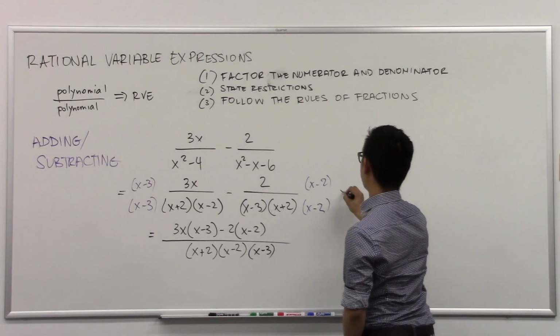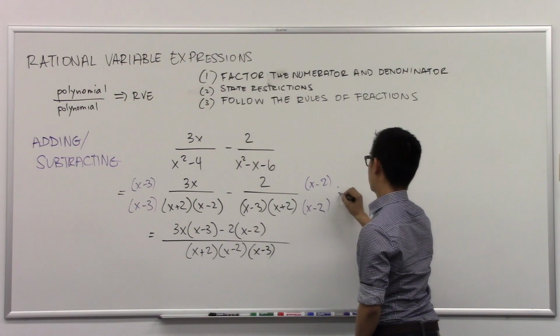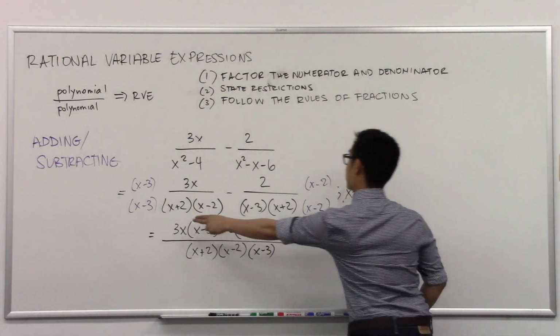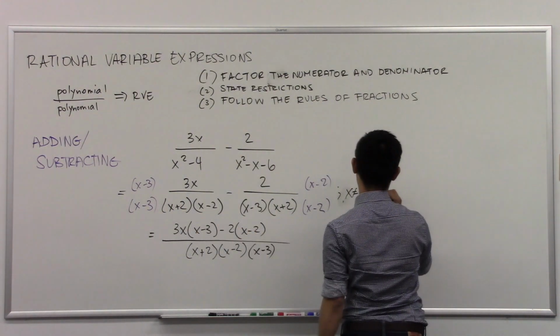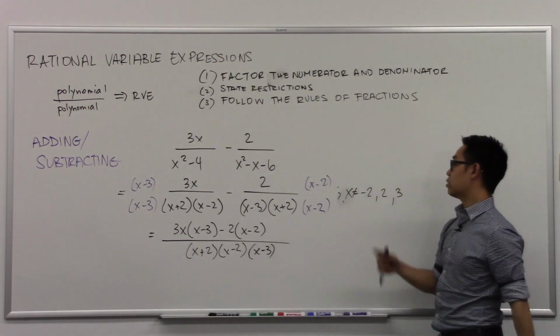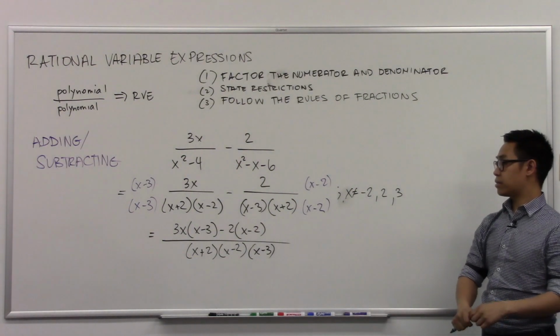We have not yet stated restrictions. From this, x can't equal negative 2. From this, x can't equal 2. From this, x can't equal 3. Those would create zeros in the denominator, which you cannot have.